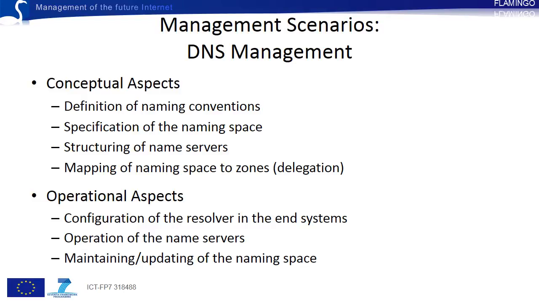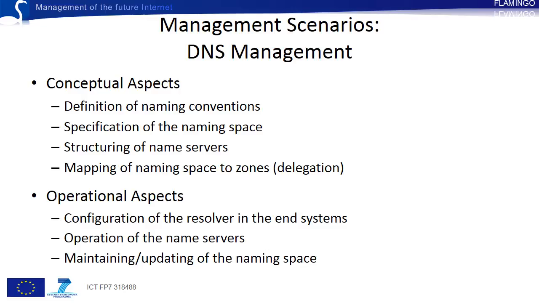Now we know what management is and how it can be organized by models. This leads us to some examples of management scenarios. The first is the DNS management. The domain name system is a distributed system for naming of computers, services or other resources connected to the internet or a private network. Prominently, it translates memorized domain names to numerical IP addresses to locate computer services and devices worldwide. DNS management could be divided into conceptual and operational aspects.